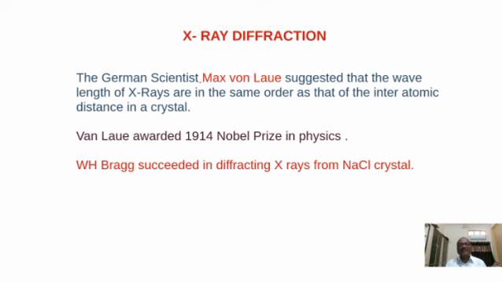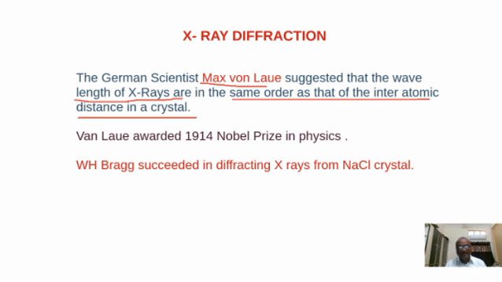He wondered why only crystals produce X-ray diffraction bands, meaning the radiation used is only X-rays. Why only X-rays are diffracted from the crystalline planes, not any other electromagnetic radiation like UV or visible or IR? Max von Laue suggested that the wavelength of X-rays, this is important, is in the same order as that of the interatomic distance in the crystal.